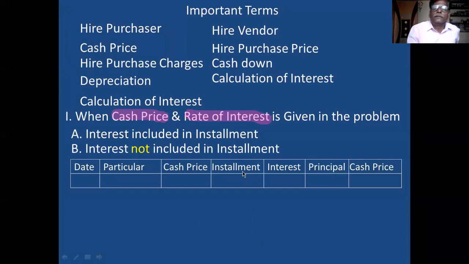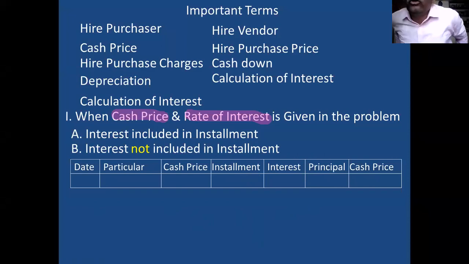Then next column is the installment column. Thereafter, interest. Installment minus interest is equal to the principal column. Then the last column is for calculation of depreciation. We write the cash price and deduct the depreciation every year. That is the last column. These are the columns we prepare. Okay, this is the first method of calculating the interest.